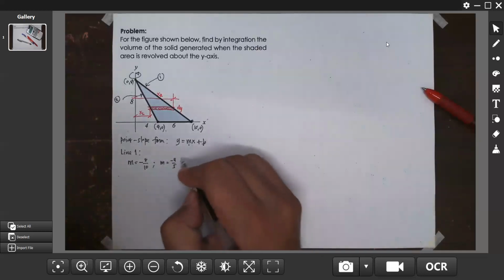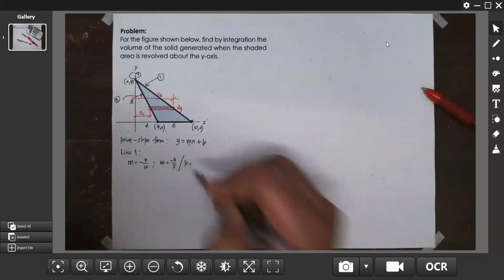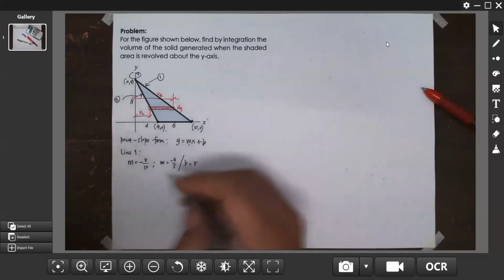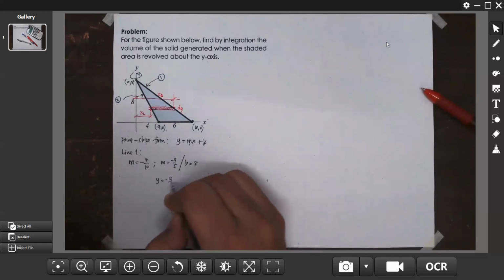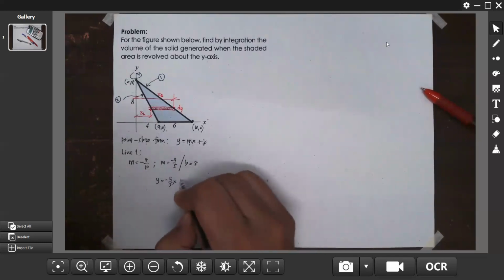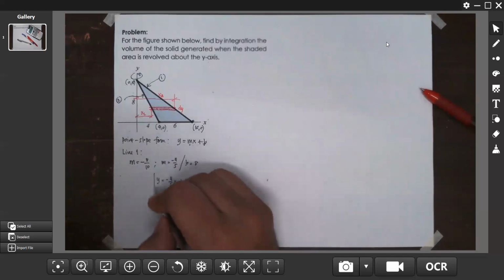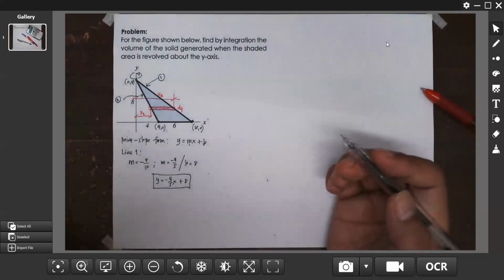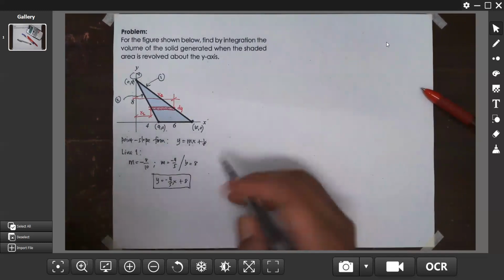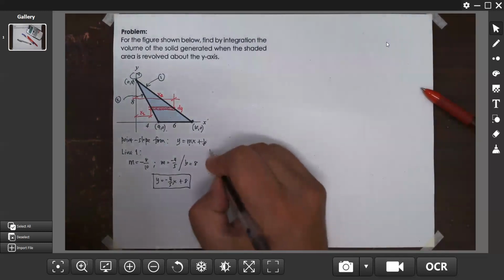And its y-intercept is 8. Therefore, the equation of line 1 is y equals negative 4/5 x plus 8. And when you solve for x, we will do that later.